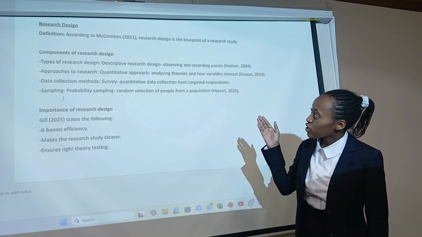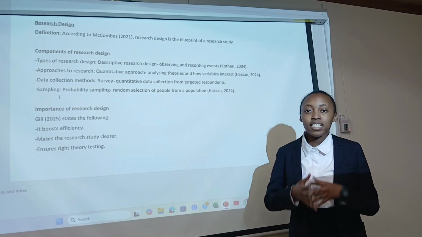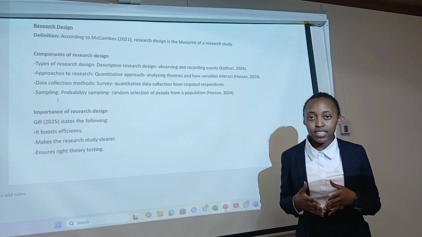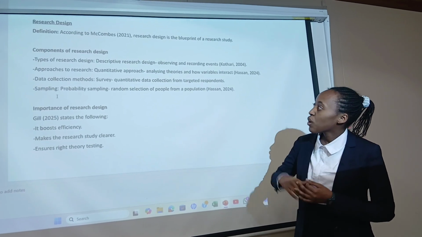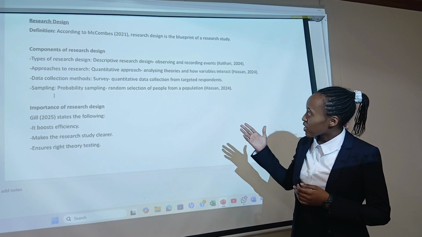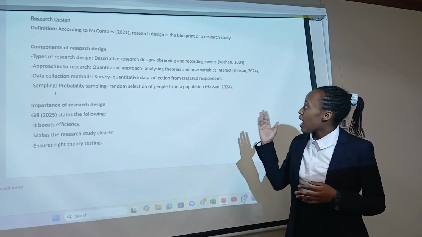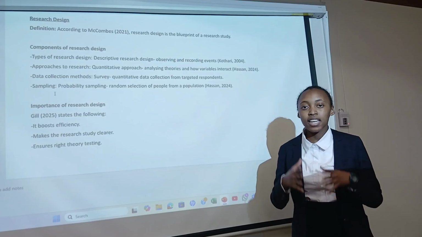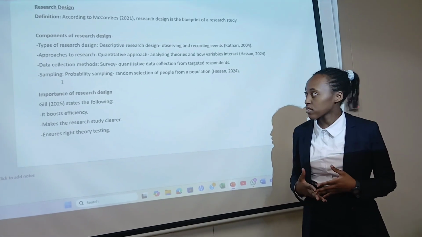We have the components of research design. There are 4 components of research design that researchers use to guide their research. Firstly, we have the types of research design. We have the descriptive research design. This is the observation and the recording of events and actions done by people without manipulating any variables.